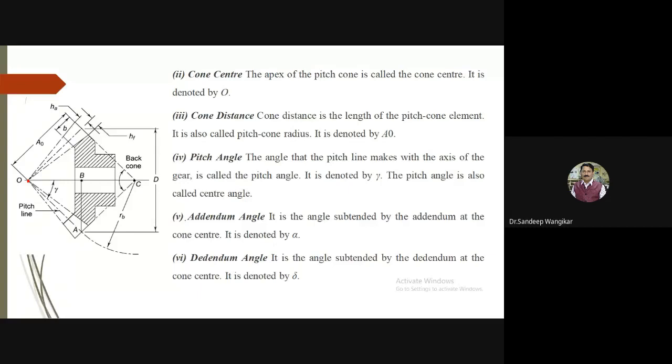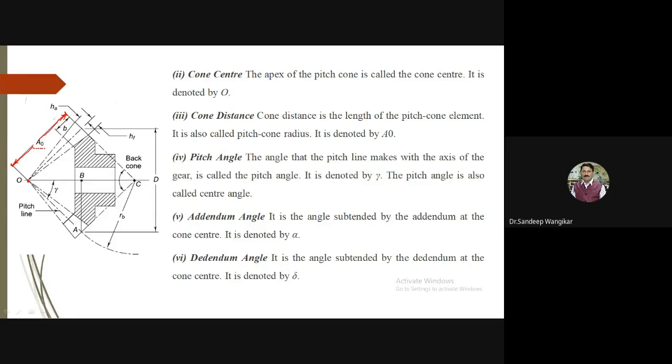Then next, cone distance. So the cone distance is denoted by A naught. Cone distance is the length of the pitch cone element. It is also called the pitch cone radius, denoted by A naught. So whatever the distance from point O up to the end of this segment, it is nothing but your A naught, that is the cone distance.